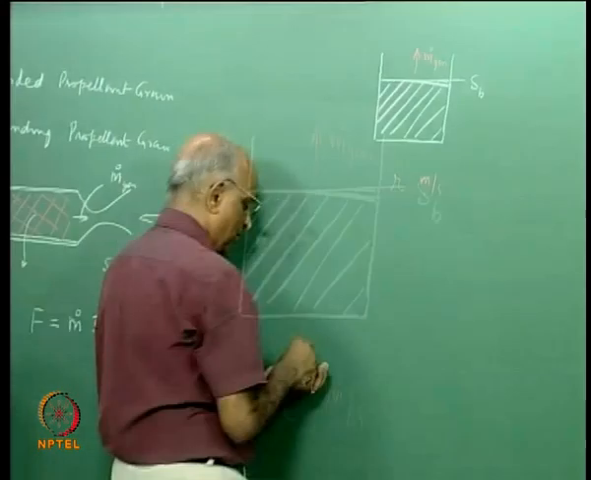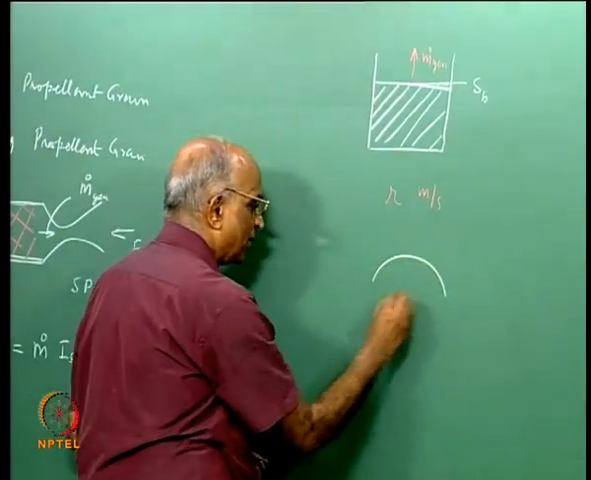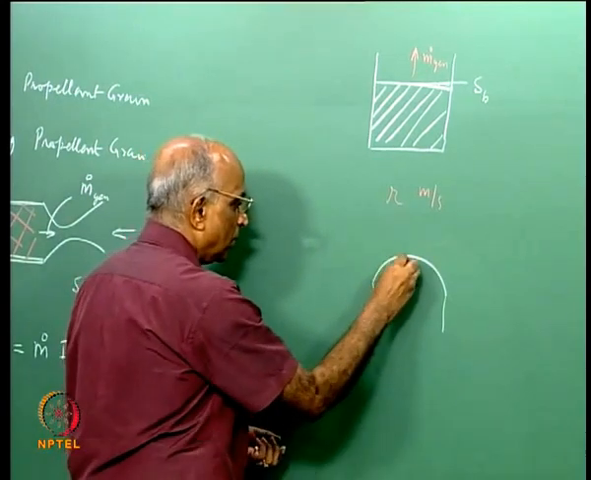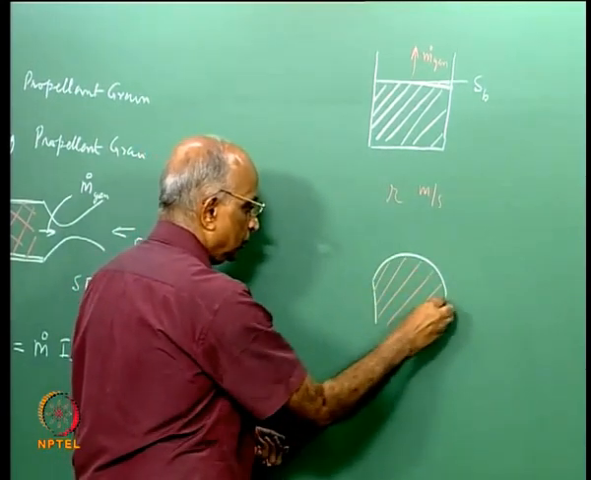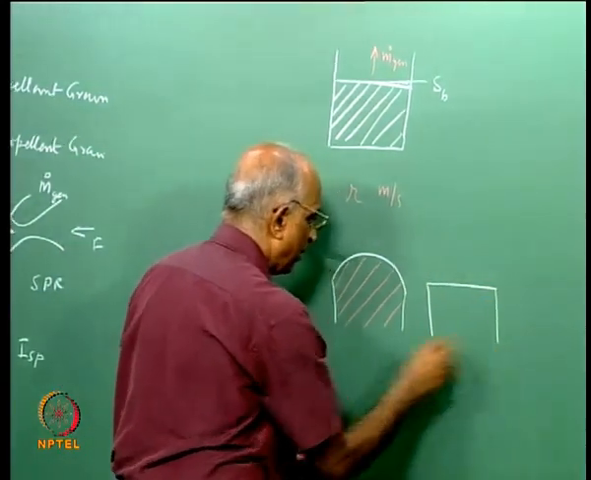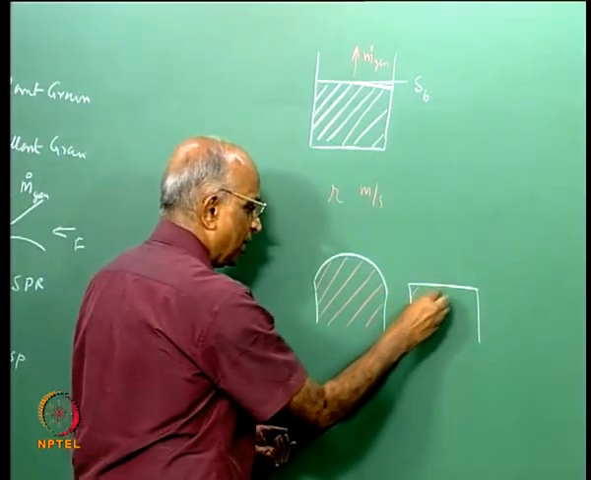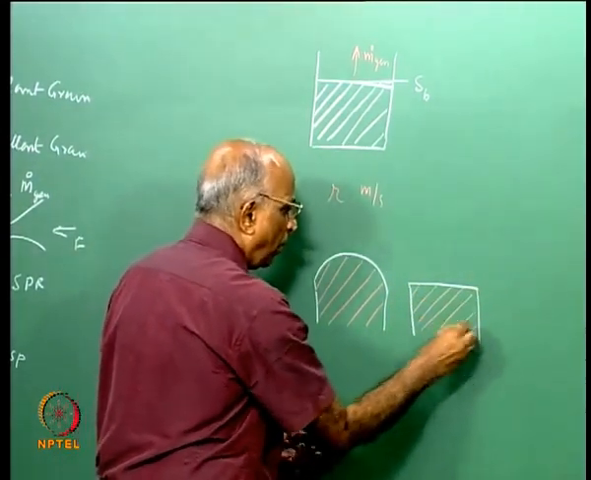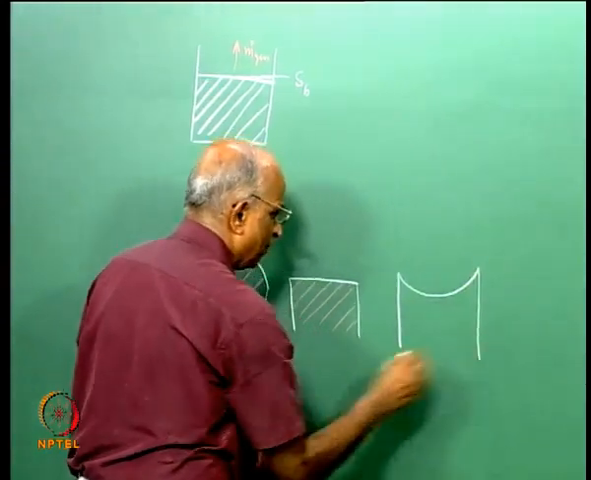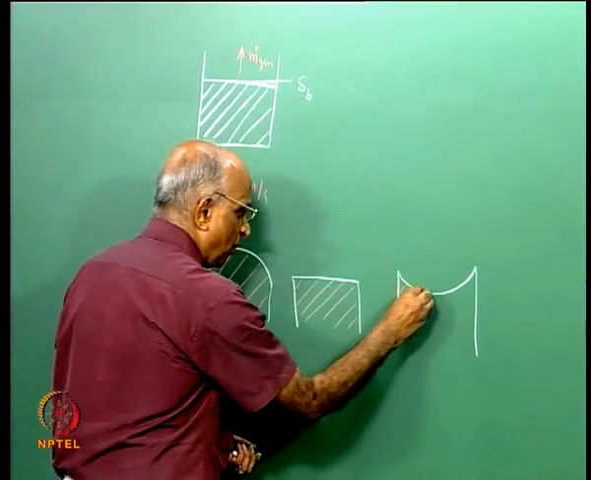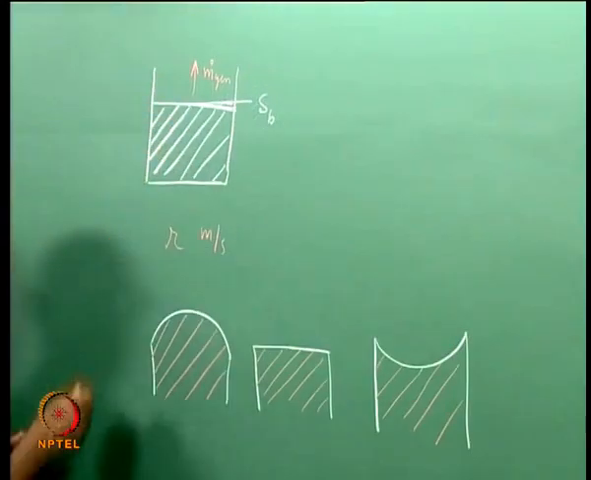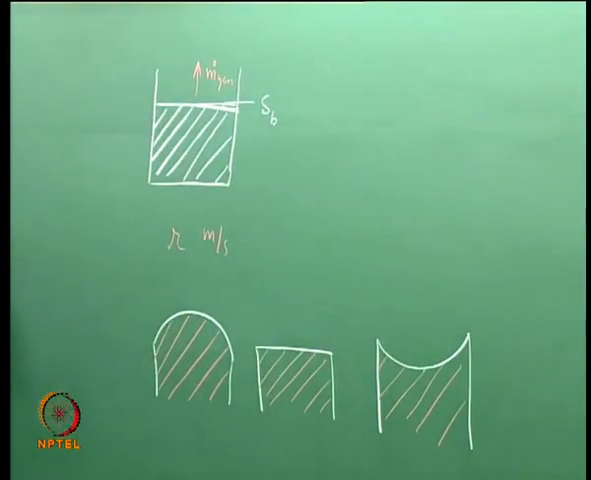Supposing I have a surface which is like this, let us say a convex surface, and this is the propellant over here, or the other example I can take is a flat surface of a propellant, which is the propellant over here, or the other extreme is I take a concave surface, something like this, and this is my propellant over here. I could have different configurations, or I could have a hole right through. Let me consider these cases.